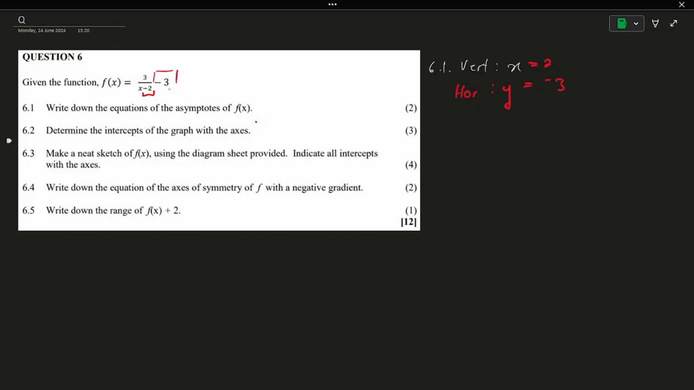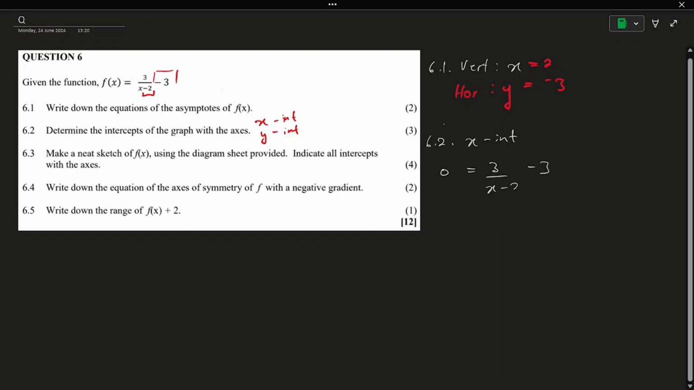Determine the intercepts of the graph with the axis. So we are looking for the x-intercept and the y-intercept. To get the x-intercept, we let y be 0. In this case, f of x will be 0. We will be solving for x. So 3 divided by x minus 2, minus 3. So we are going to take this minus 3 to the other side. So this is going to be 3 equal to 3 divided by x minus 2.